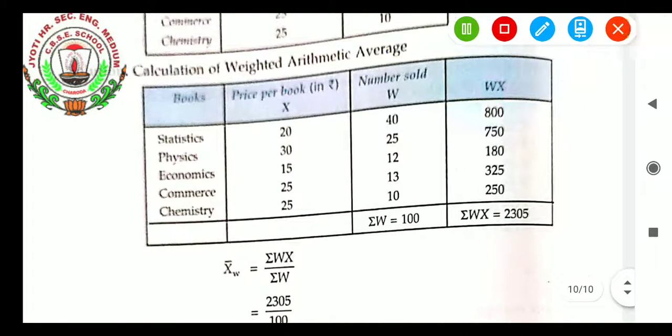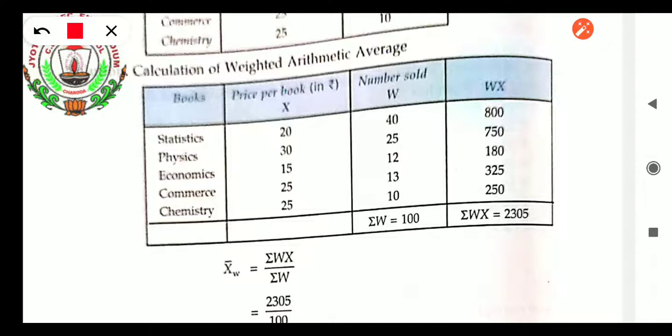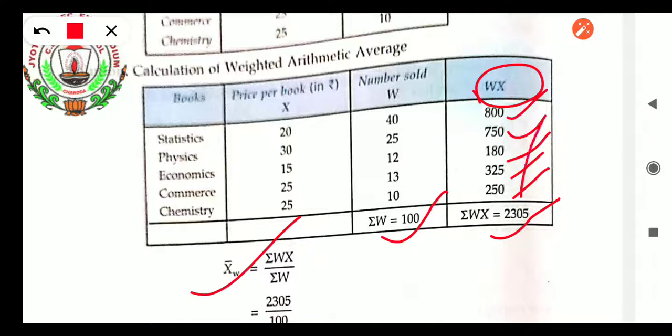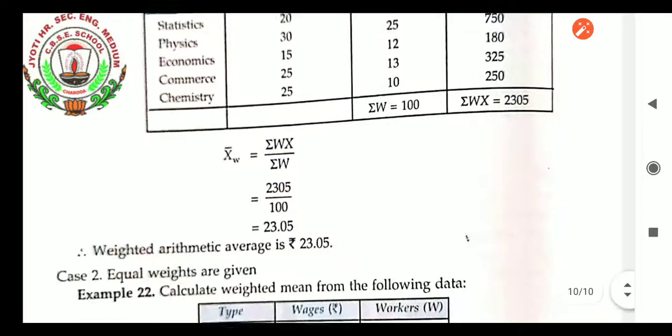In the direct mean we were doing F into X. Here we are doing X into W, the weight which is given. It is the number of books sold. So according to that, we get the multiplication answers one after another. We will find the sum of Wx, the sum of W, and then divide to get the mean. This is known as the weighted arithmetic mean.